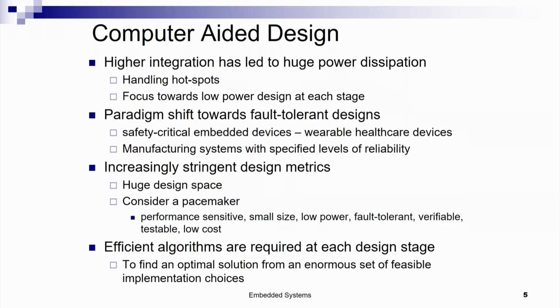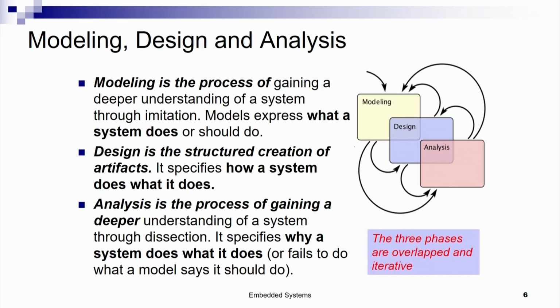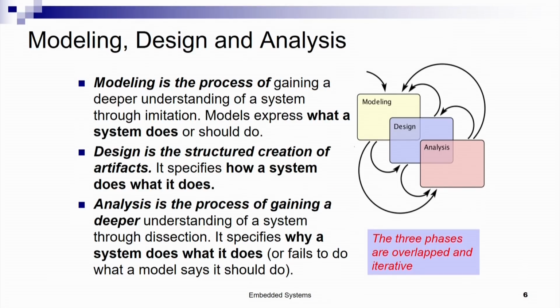Because why? Because the design space is very huge, meaning that there can be a number of designs that satisfy all these constraints, and we have to choose that design point which is optimal. Therefore, we need efficient algorithms for doing this, and hence again computer aided design. Now, how does such automation proceed in a step by step fashion? Such automation proceeds through 3 distinct steps. Computer aided design in an embedded system typically proceeds through modeling, design and analysis.